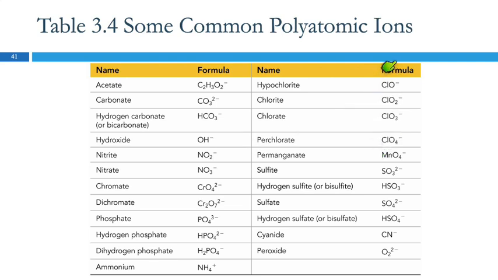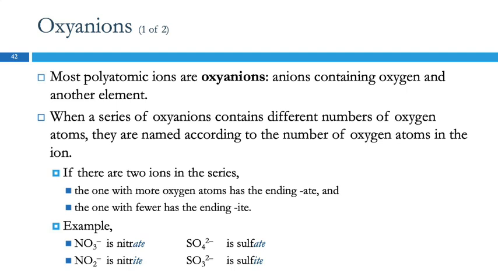And we look at these formulas and they're similar. They all have one chlorine and a negative one charge, and the only thing that's different is the number of oxygen atoms. So the names for these follow a pattern. If there's just two ions in this series, the one that has more oxygen atoms ends in ate, and the one with fewer ends in ite. So this is nitrate, this is nitrite, sulfate, and sulfite. The difference is one oxygen, charge is the same, the other element is the same.